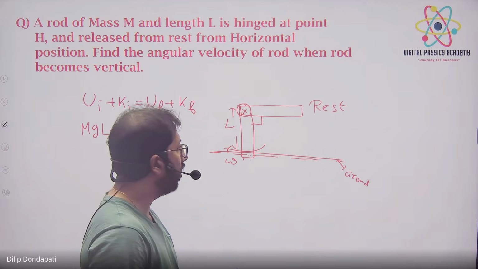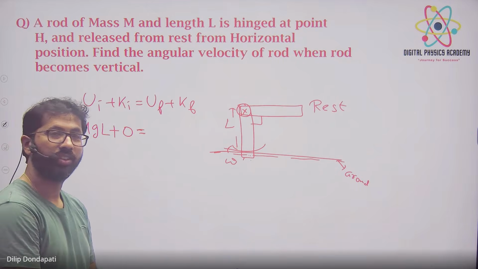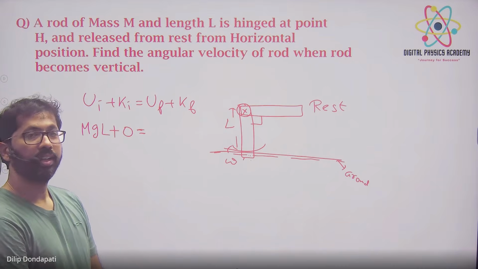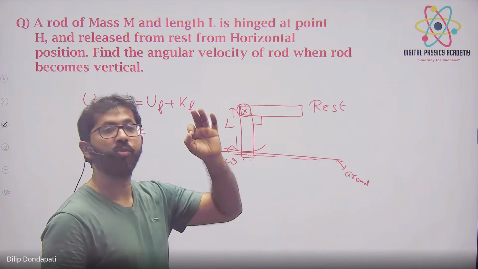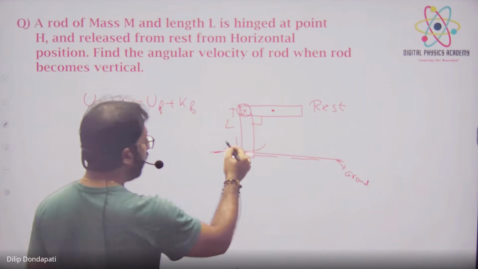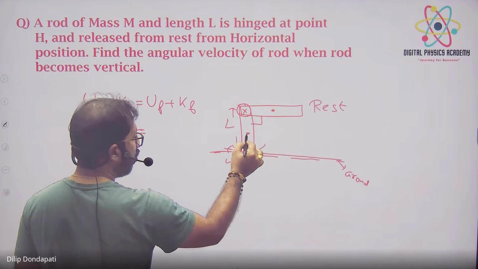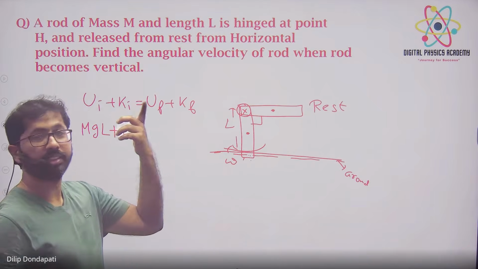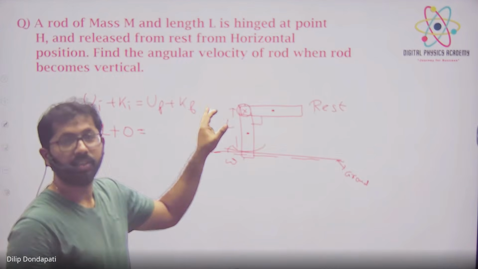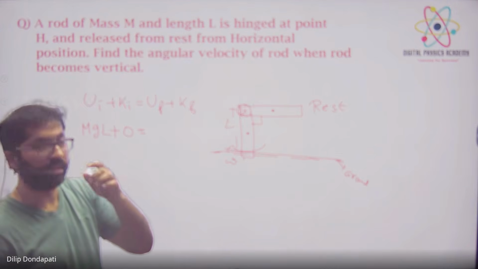Why is it not zero? Tell me, why is it zero? No, wrong. The answer is wrong. Potential energy will remain. Why? It is a rod, look at the center of mass. When it is coming, the center of mass is here. You are taking only the mass here, but mass is everywhere, right? So when it's coming, it is not zero. That is very important. Understood?